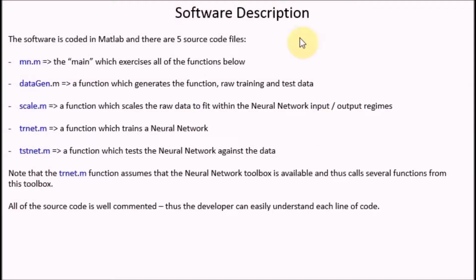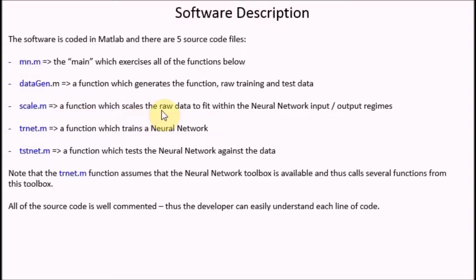In this second tutorial, we're going to basically go over the software and how it runs. So we'll start with a software description. The software is coded in MATLAB, and there are 5 source code files. MN is the main, which exercises all the functions. DataGen is a function which generates the function that we want to use, the y equals x squared quadratic function, the raw training data and test data.